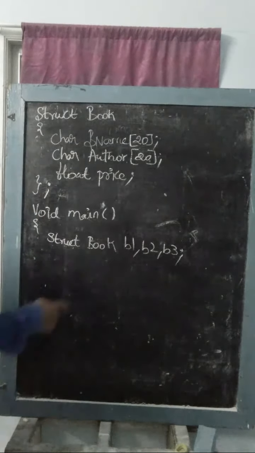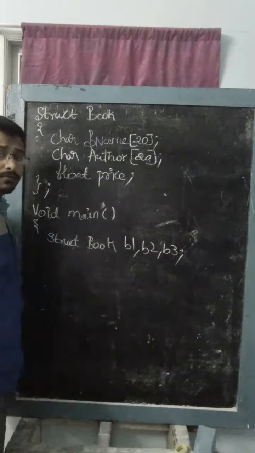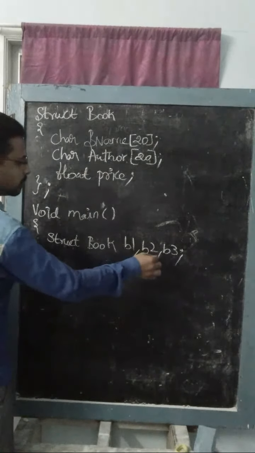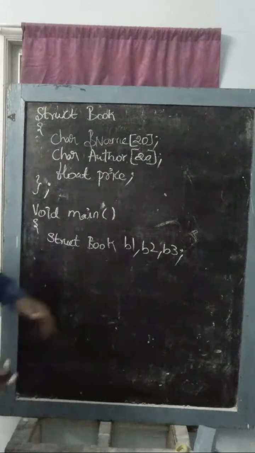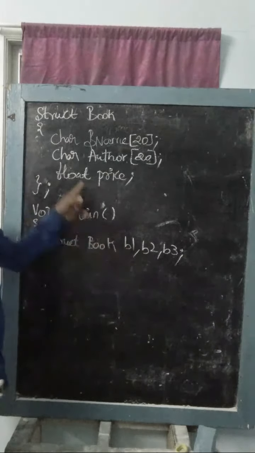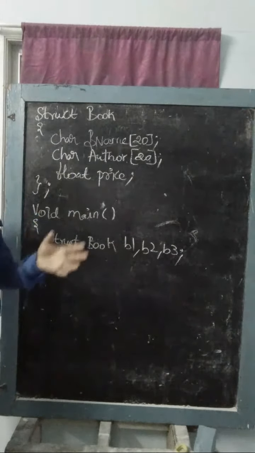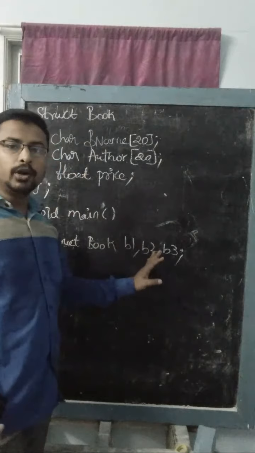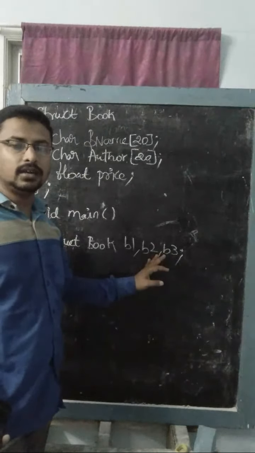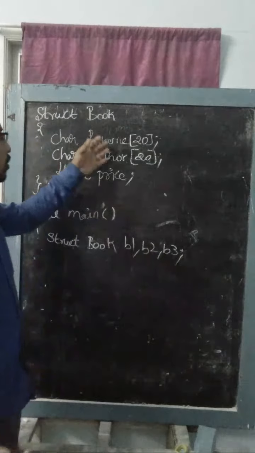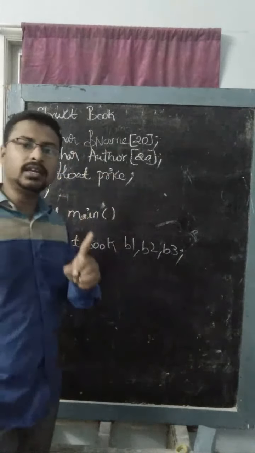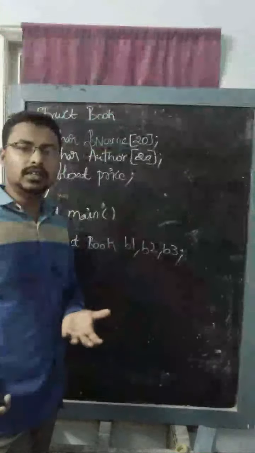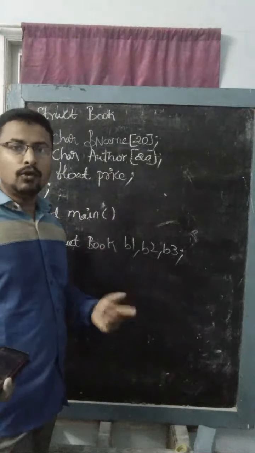What is the purpose of creating more objects for the structure? The answer is, if I'm creating only one object, I can get and print the details of a single book. But if I'm creating more objects, I can create more book details. If I create only one object, I can get the details, calculate, and print the result for only one book.